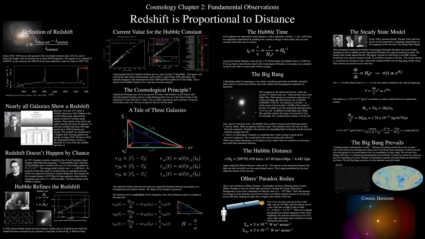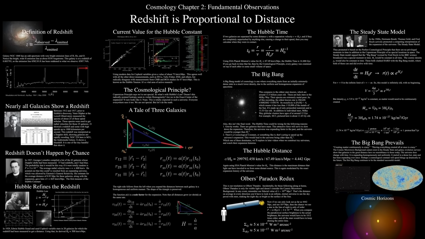All right, so what we're looking at this time is Chapter 2, the third section, which is redshift. And redshift is proportional to the distance, which is an incredibly important fundamental observation for cosmology. All right, let's get to it.